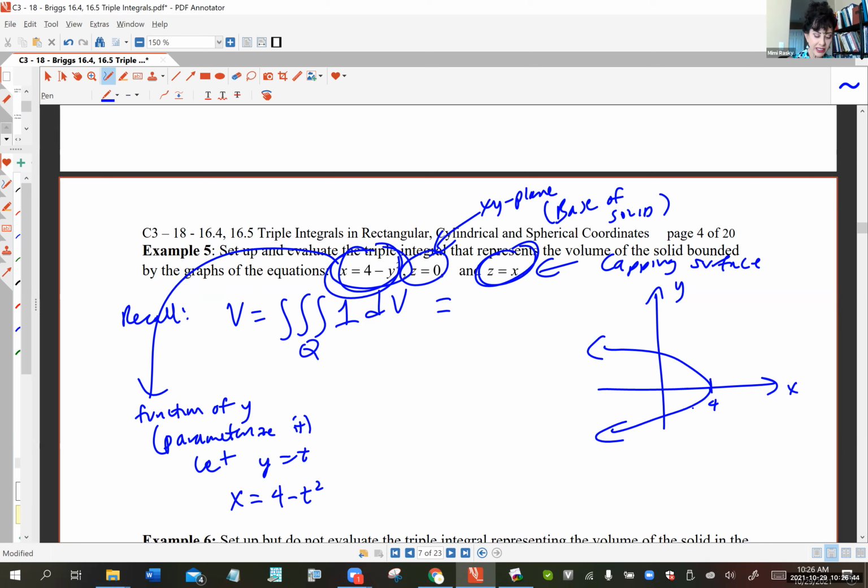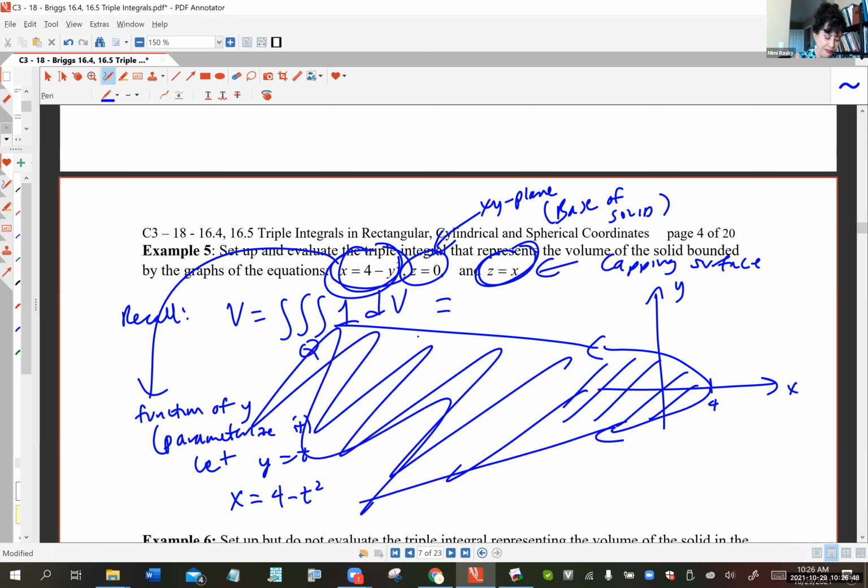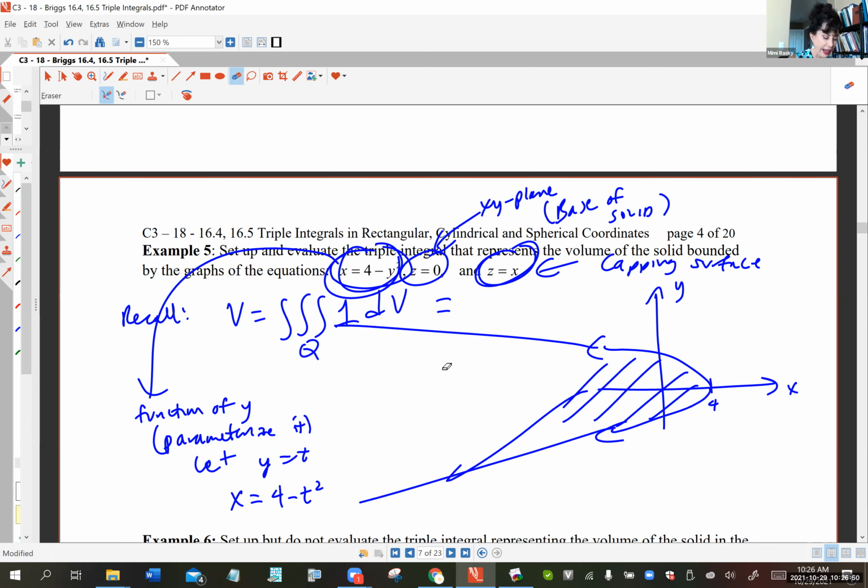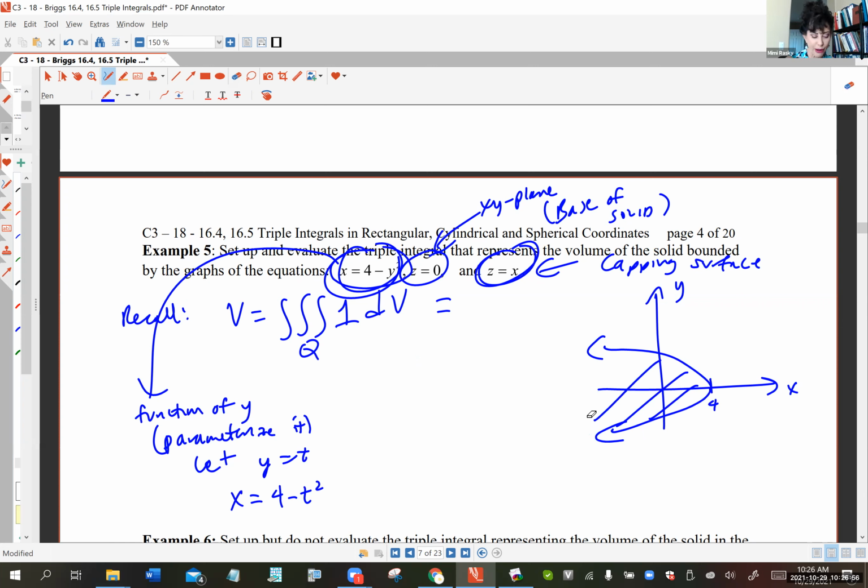Okay, now what's the base of the solid? Does it go on forever and ever like this? It's like an infinity base? Nuh-uh. How do you figure out where it ends? And this is where students have some problems. That's what I love about this problem, is it tests to see if you're thinking about the problem.